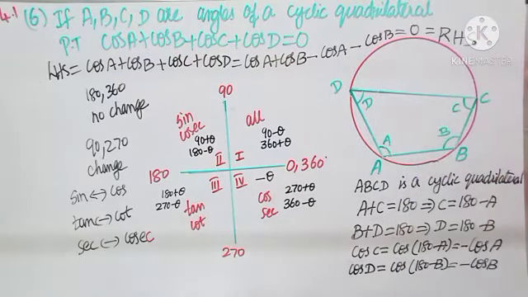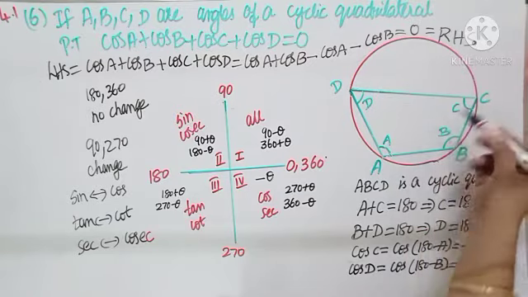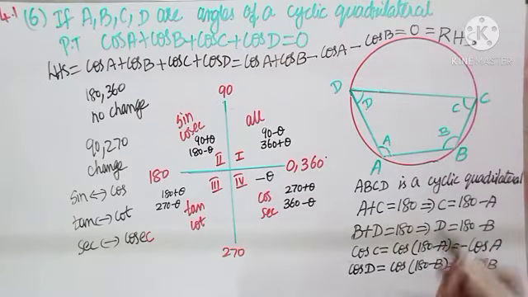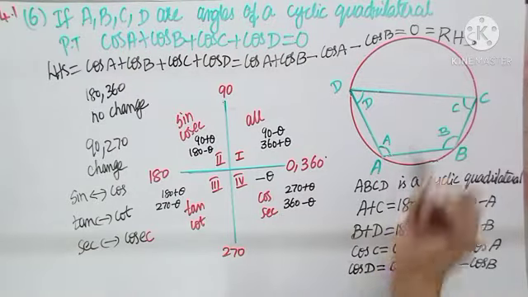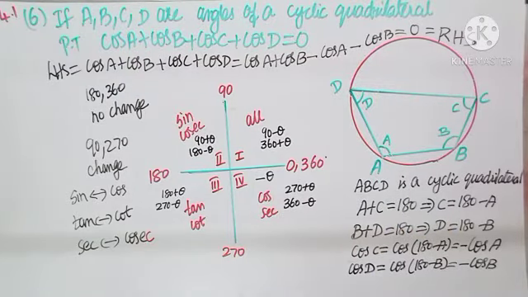It's a simple problem. Cyclic quadrilateral. The only concept to remember, opposite angles are supplementary. That is, adding A and C, I will get 180. Adding B and D, I will get 180. Then the quadrant rule. Cos of 180 minus comes. It is minus cos A. Similarly, this is minus cos B. Adding it all, we get 0. 0 is the RHS.